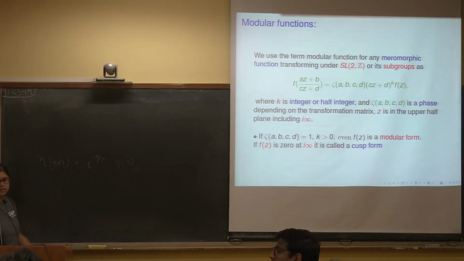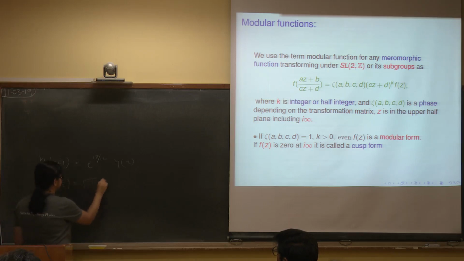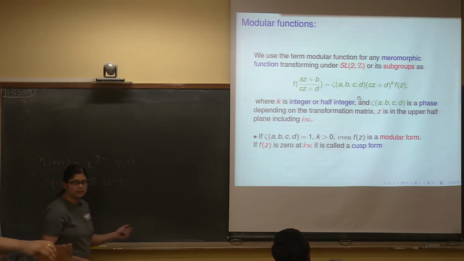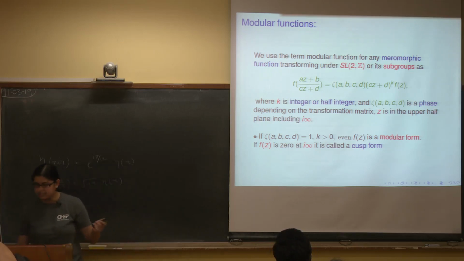But wait, if you do minus 1 over tau? Then also I have a phase; there is a square root of minus i in this. So for these kinds of functions, I'll also call them modular functions.